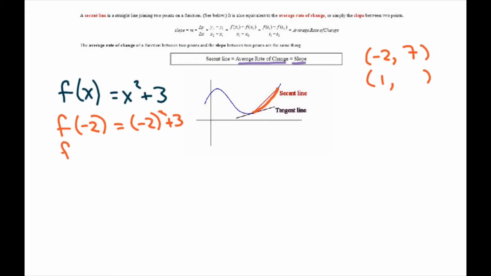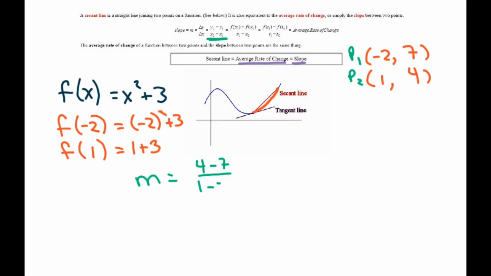And we also have to plug in 1. That gives you 1 plus 3, which is 4. So now, since we have that, all we have to do is use our formula. We'll call this point 1, point 2. And our slope is just going to be 4 minus 7 divided by 1 minus a negative 2. And that's going to give us negative 3 over 3, which equals negative 1.